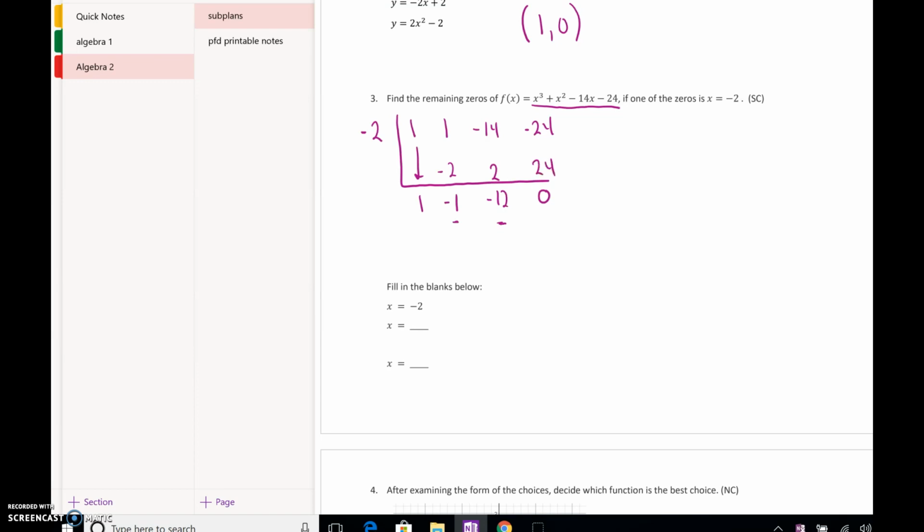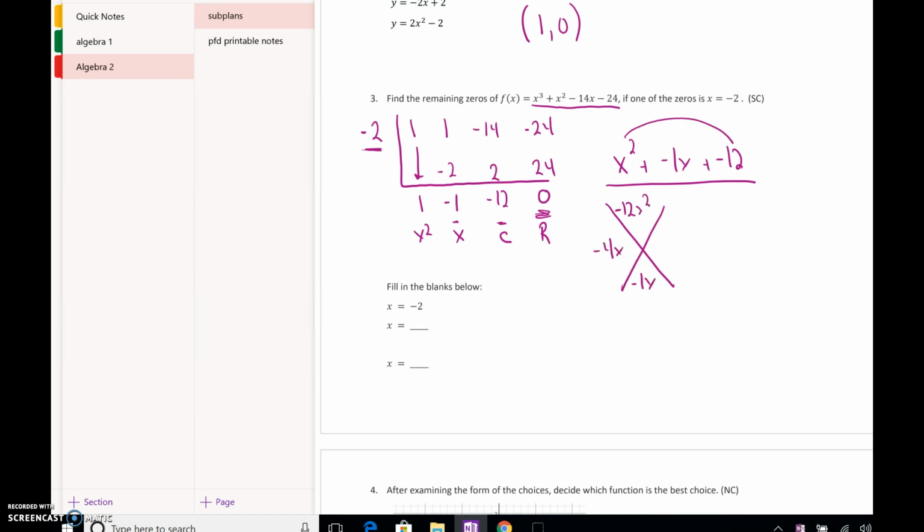So again, this means if x is negative 2, y is 0. It's one of your zeros. And now it also means that I have a remainder here, that this is a constant. This is x squared. So I'm going to rewrite it over here and factor this. What are factors of negative 12 that get me to negative 1? That's going to be negative 4 and 3. Then I can make my factors. As I tell my students, this is easy factoring. It's just x minus 4 and x plus 3.